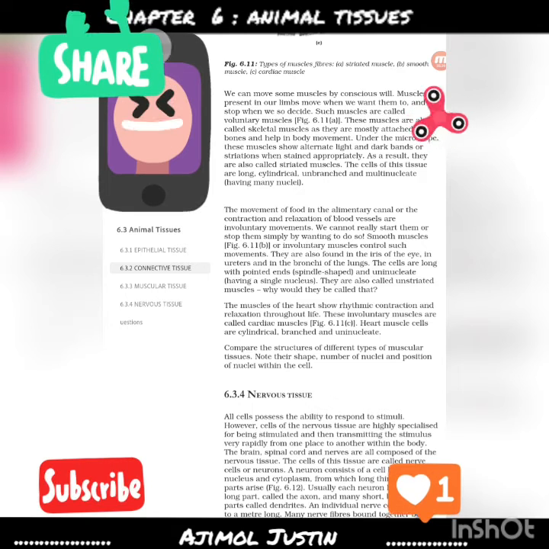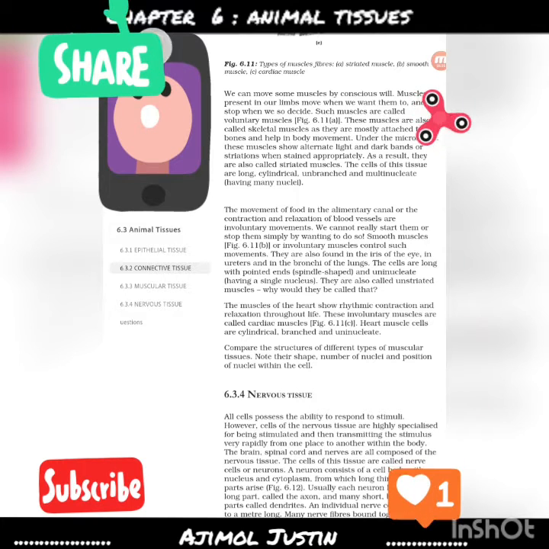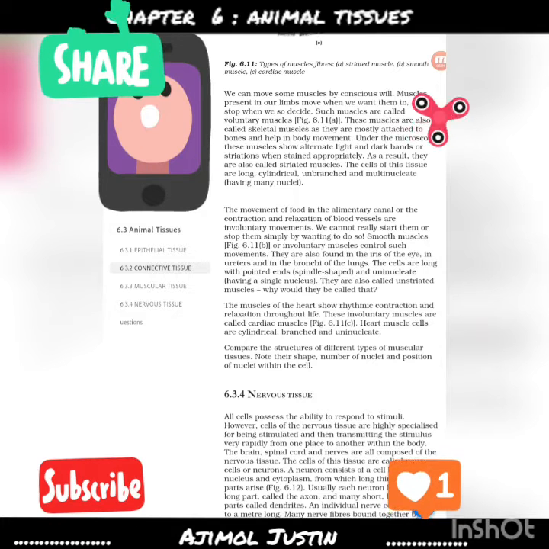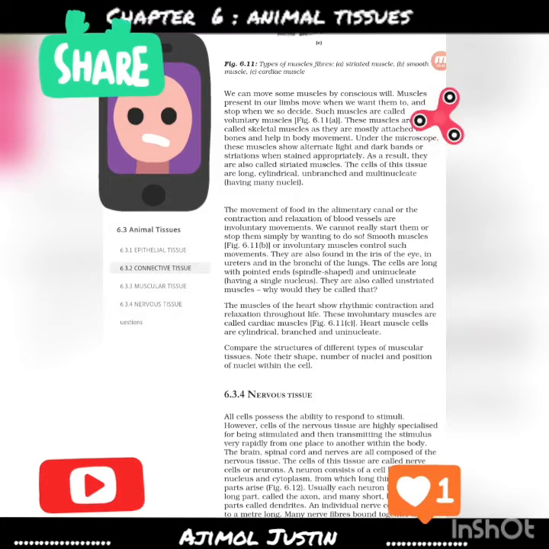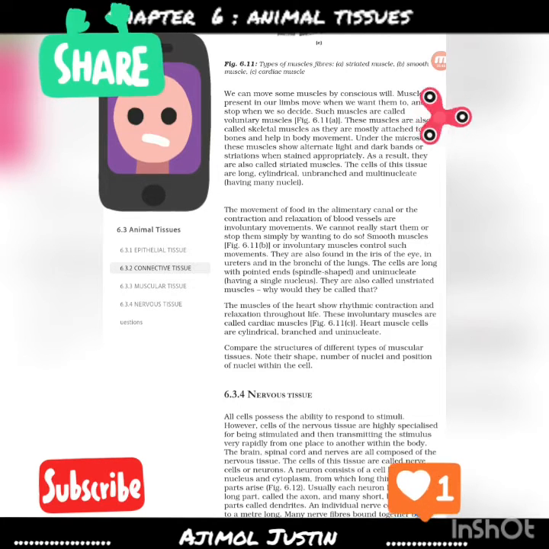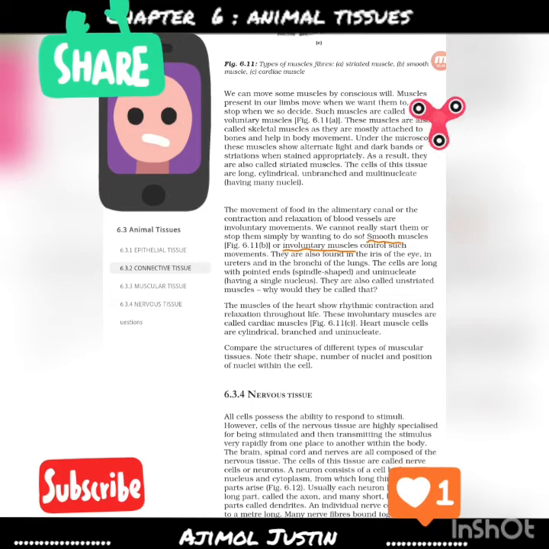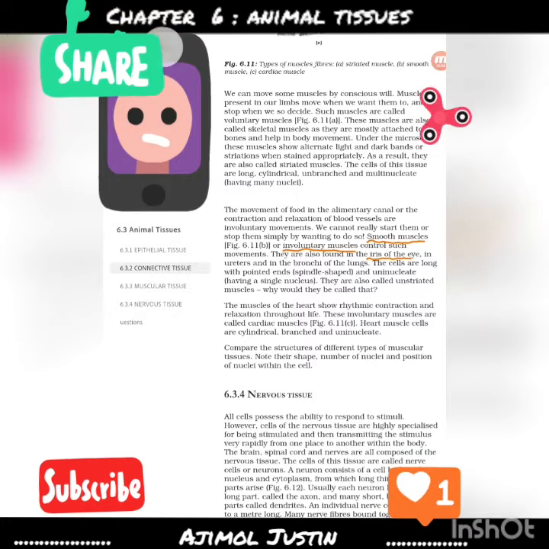Now, the movement of food in the alimentary canal. Alimentary canal means your digestive system. Or the contraction and relaxation of blood vessels. Blood vessels will contract and relax. These are involuntary movements. You cannot control them. So, these places where involuntary actions are there, those muscles are called involuntary muscles or smooth muscles. For example, the iris of your eye.